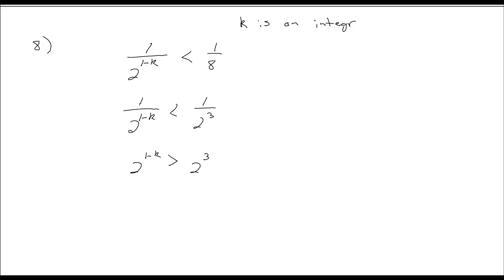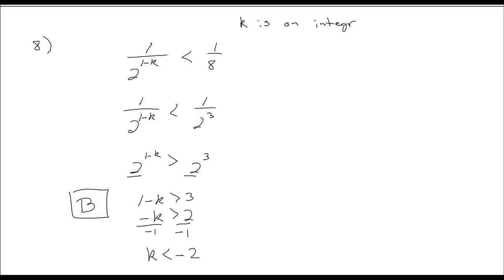Now since the bases are the same, I'm really just comparing the exponents. So 1 minus k, I want to know when that is greater than 3. If I subtract 1 to the other side, I get negative k is greater than 2. Then if you divide both sides by negative 1, this will also flip the inequality. Again, I'll come back with an example. So this makes it k is less than negative 2. So k is always less than negative 2, therefore quantity b is the larger quantity.